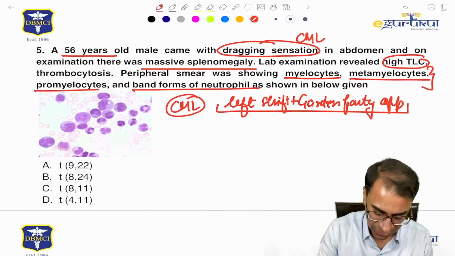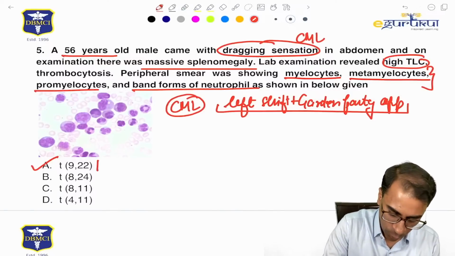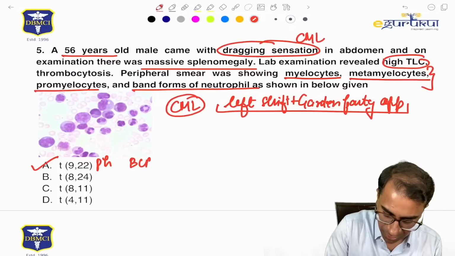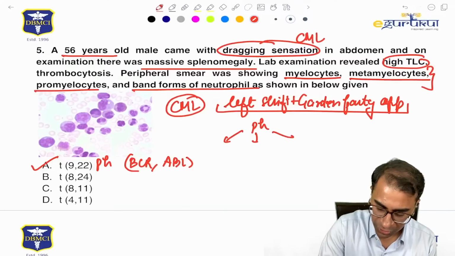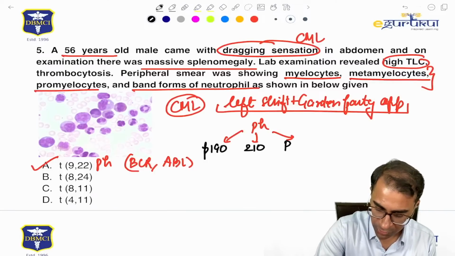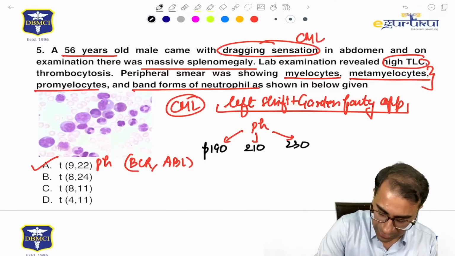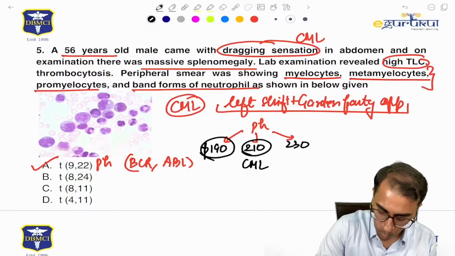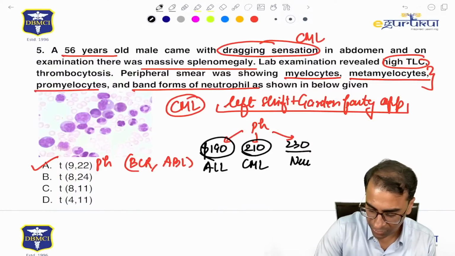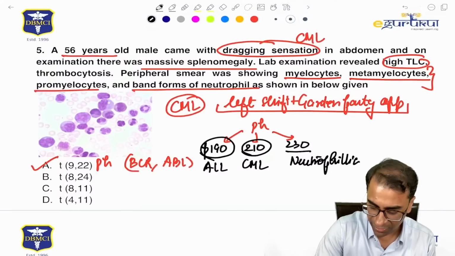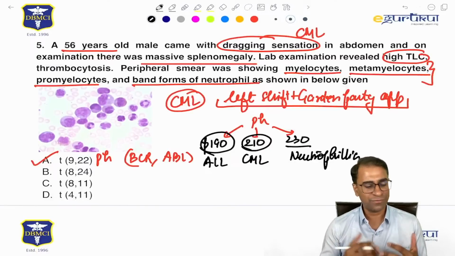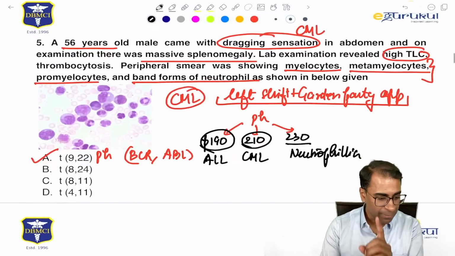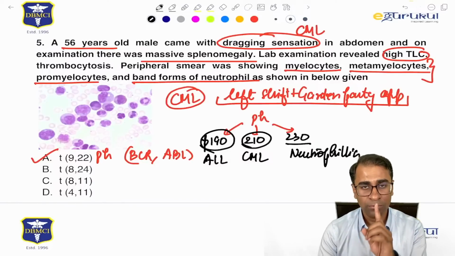This looks to be a case of CML, which shows a translocation of 9 with 22, which is the Philadelphia chromosome or BCR-ABL translocation. Just remember one thing, guys. The Philadelphia chromosome shows P190, P210, and P230. 210 is the most commonly seen in CML, 190 is seen in ALL, and this also shows neutrophilia. The Philadelphia chromosome activates the tyrosine kinase receptors, which can lead to a case of CML. Okay? In CML it is not 190, it is 210. Okay, all of you.